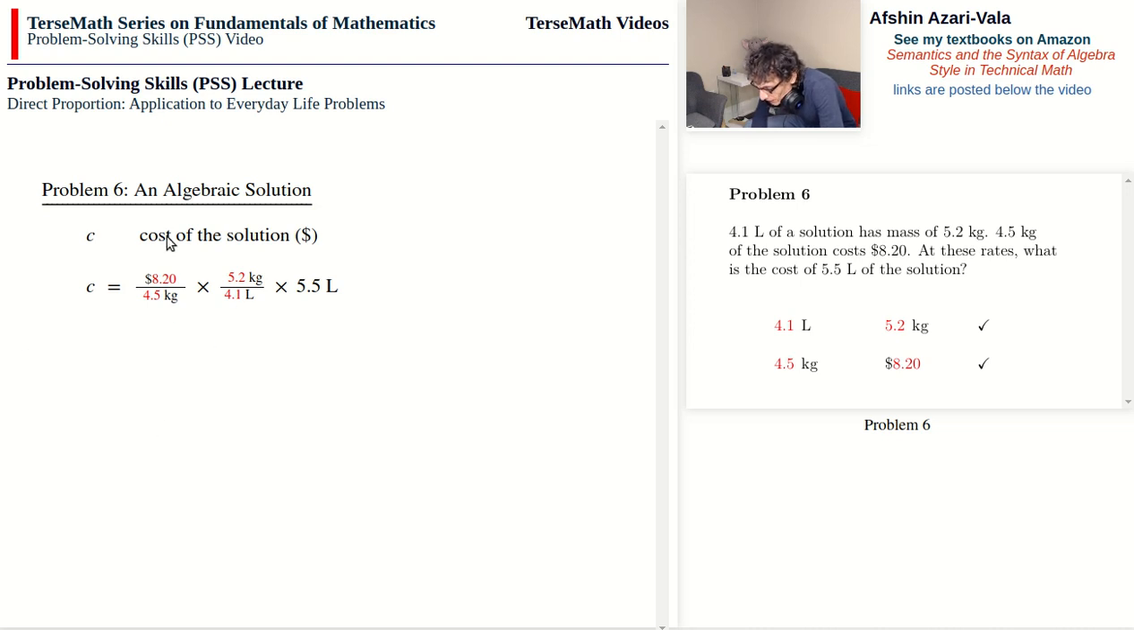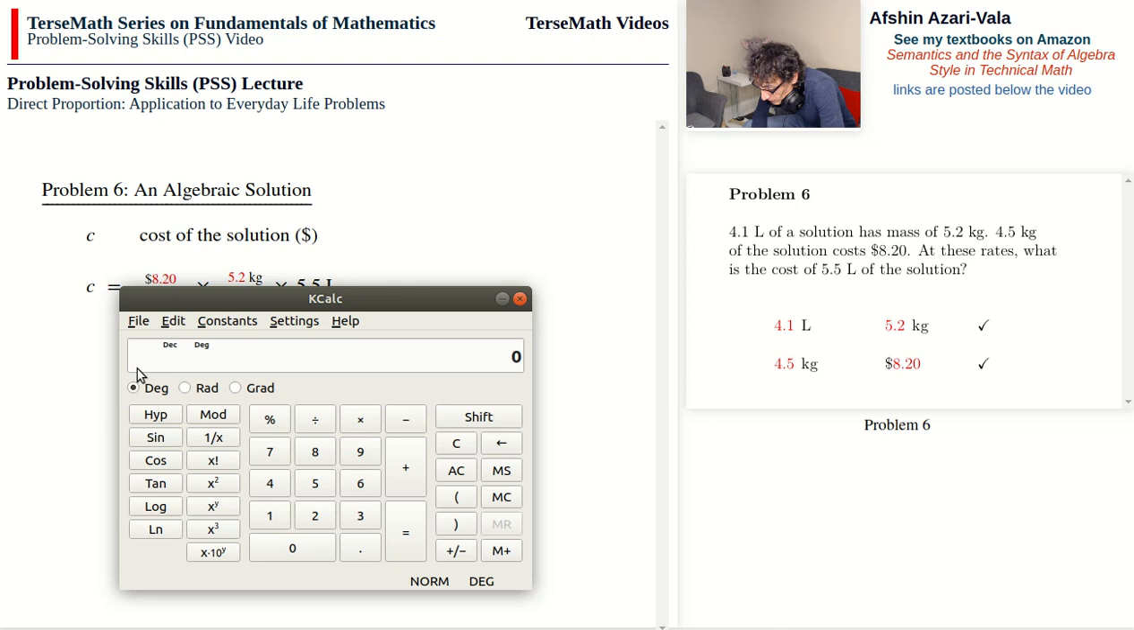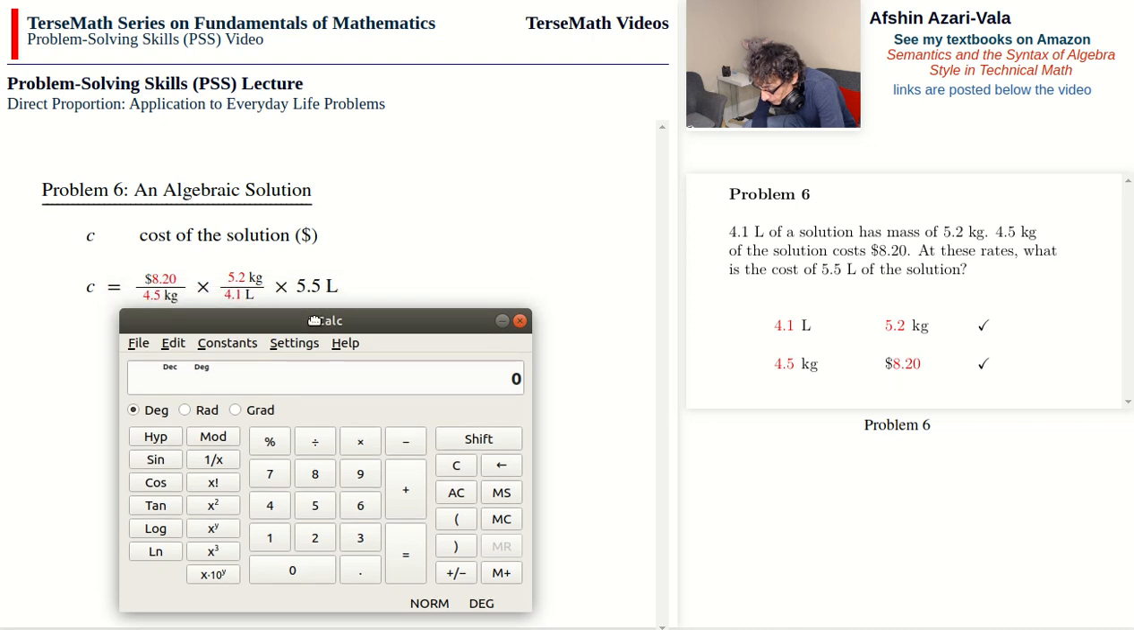Okay, now you can divide 8.2 by 4.5, multiply by 5.2, divide by 4.1, and then multiply by 5.5, and find the answer in one step and finish it. Let me show you how it works out on the calculator. It's actually not a bad exercise to see this. So here we start with 8.2, and then divide by 4.5.